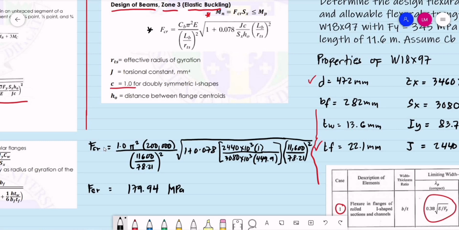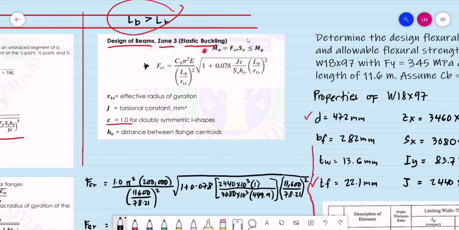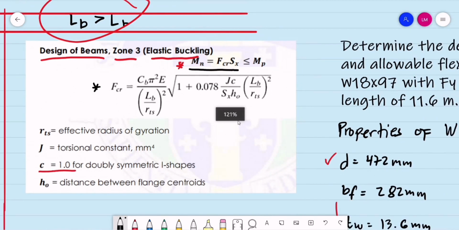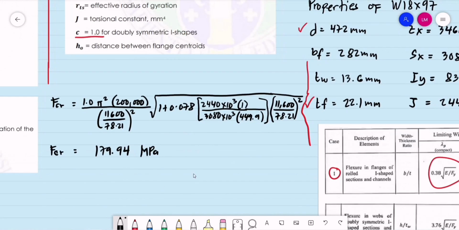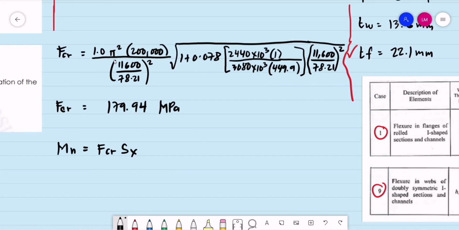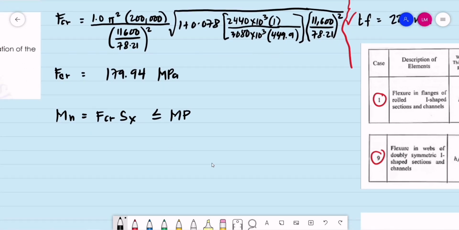179.94 megapascals. So how do we compute for the nominal moment? That is M sub n equal to F sub cr times S sub x, and it should be less than or equal to M sub p. Again, M sub n is equal to F sub cr multiplied by S sub x, but it should be less than or equal to the value of M sub p. So let us now compute for M sub n.